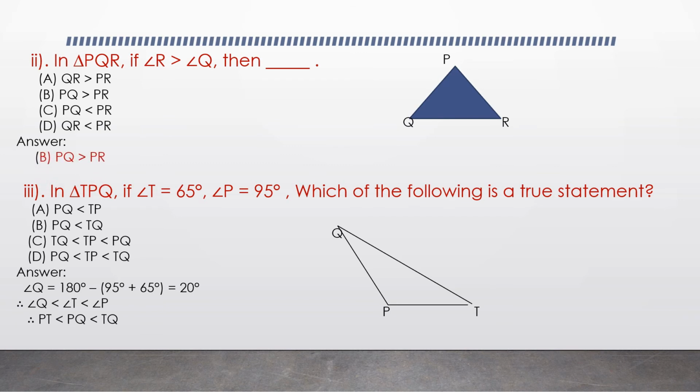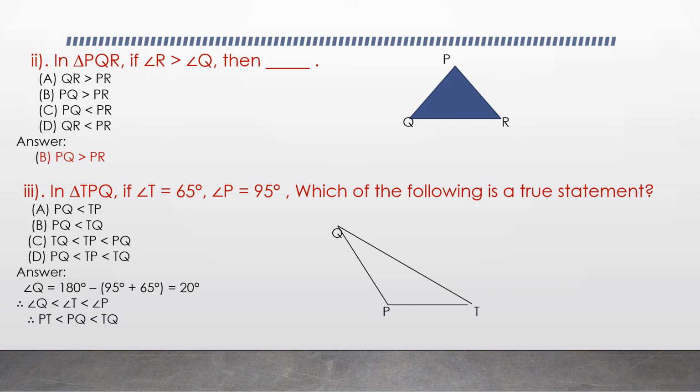And third question, in triangle TPQ, if angle T is equal to 65 degree and angle P is equal to 95 degree, which of the following is a true statement? Two angles are given, then the third angle, angle Q, is equal to 180 minus (95 plus 65), that is equal to 20 degree. Therefore, angle Q is the smaller angle and angle P is the greater angle.